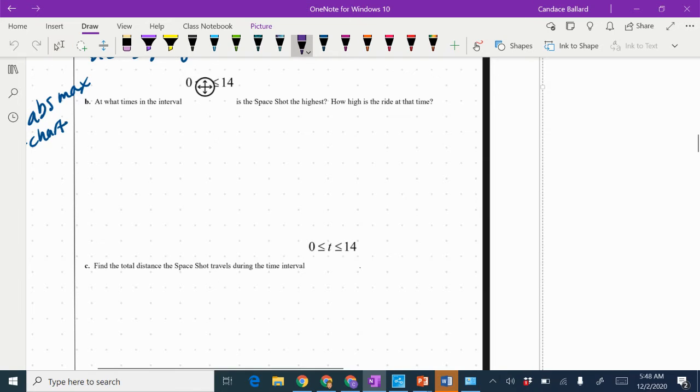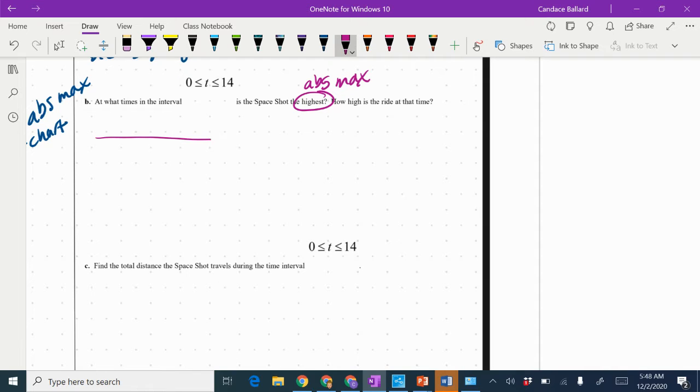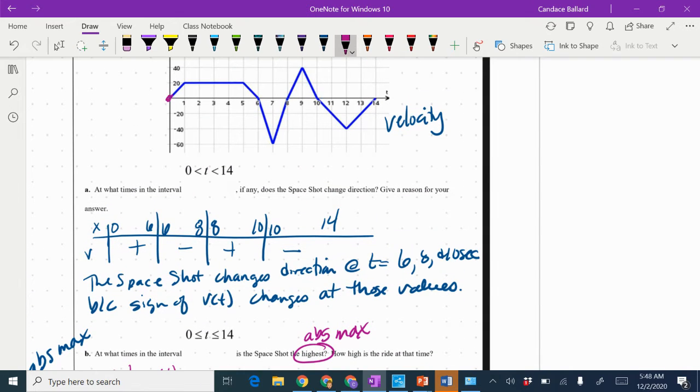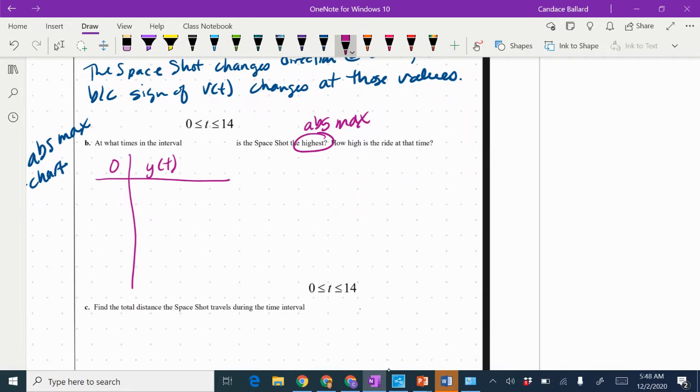So if we're talking about the word highest, that means we're looking at something that is an absolute max. So I'm going to end up using a t-chart to complete this one. So I do need to know where my zeros are. So I'm going to use my zeros that are in the graph. I always need the beginning and I always need my endpoints, and then I need all the zeros in between. So I'm going to find 0, 6, 8, 10, and 14.